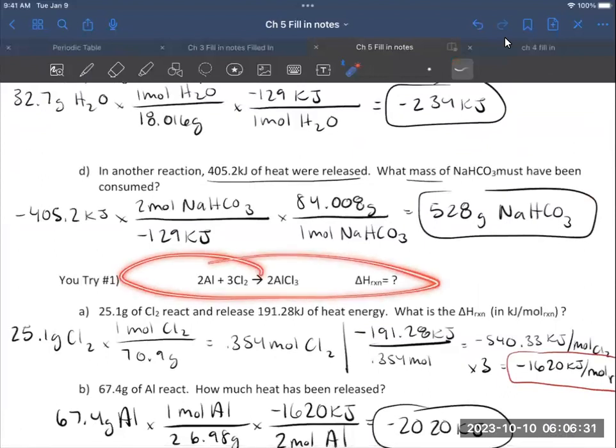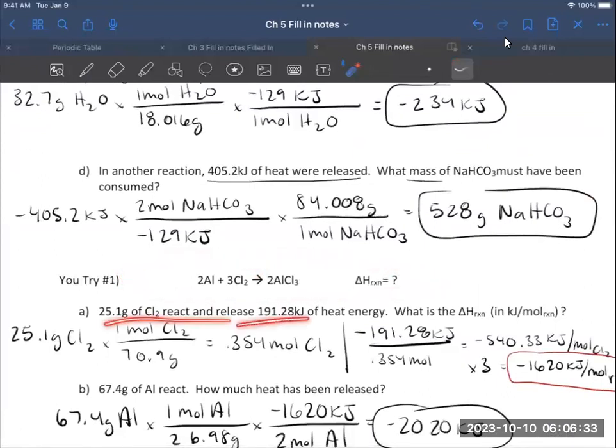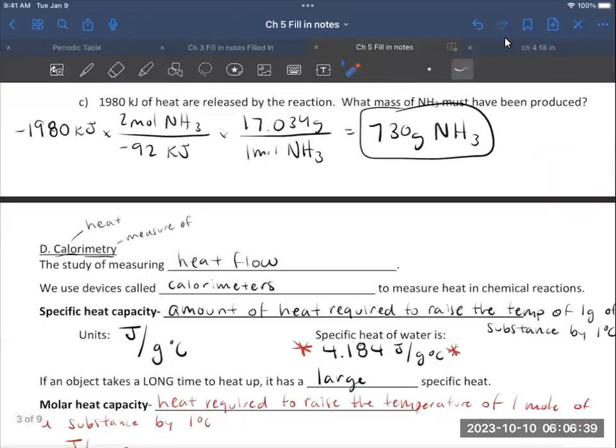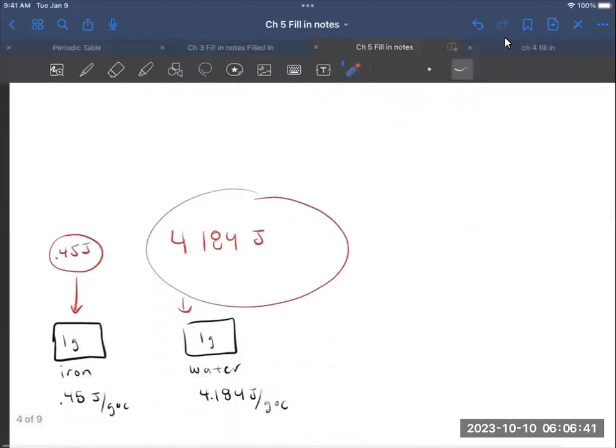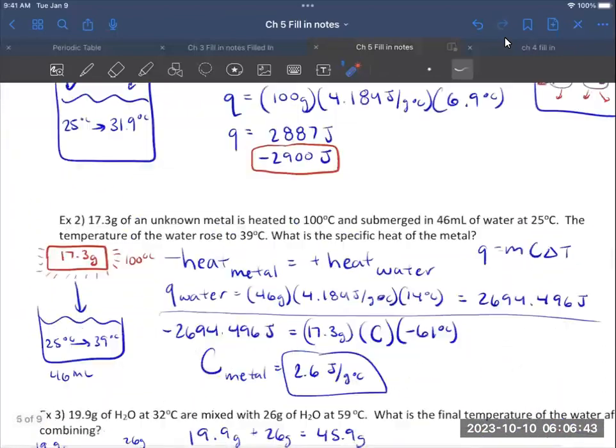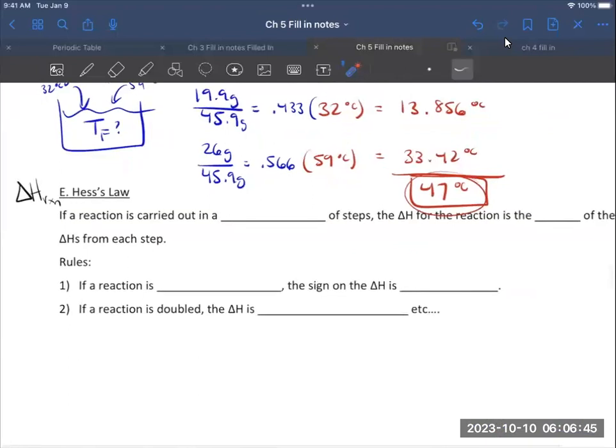So instead of just using a basic thermochemical equation using some mass and some energy associated with it, what we're going to be talking about is piecing the reaction together from known steps and then adding the delta H up from those various steps. Okay, so let's walk it through.